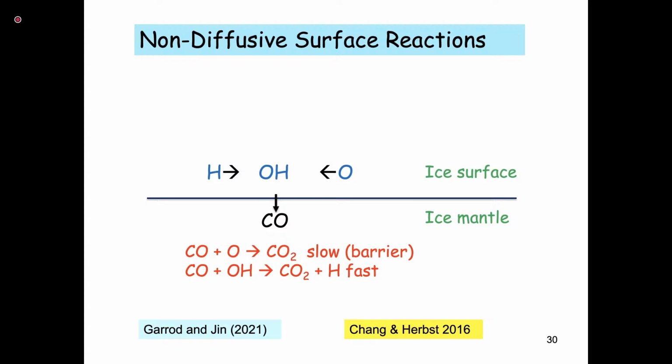So with this non-diffusive process, we can explain these bigger molecules both at low temperature and at higher temperature by regular diffusion. Now we begin to understand where the COMs are made, and why they're made over such different regions.